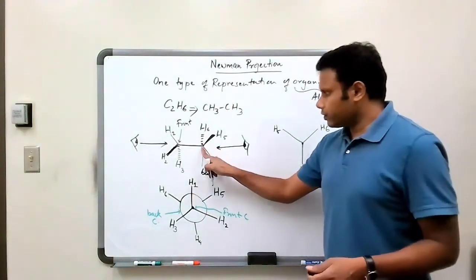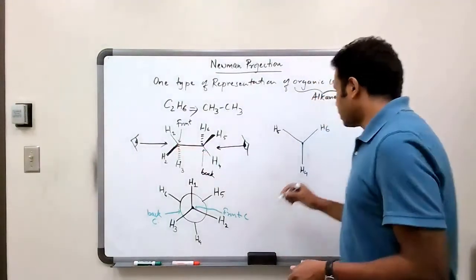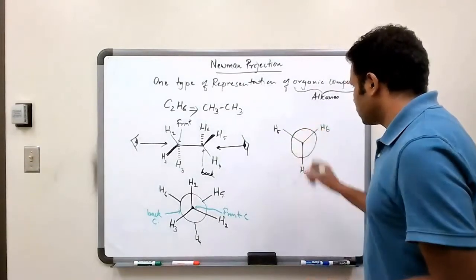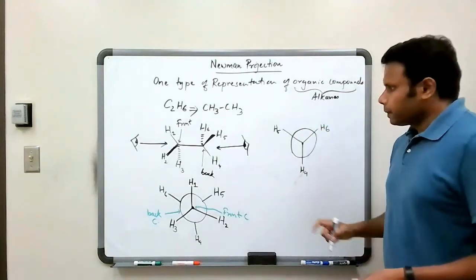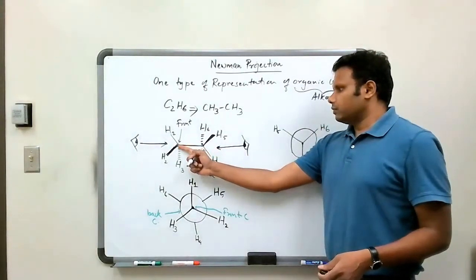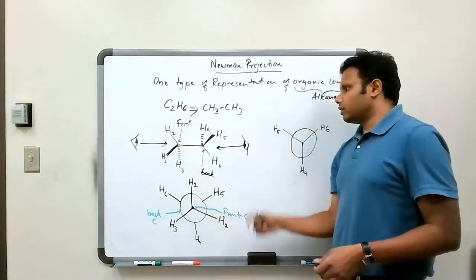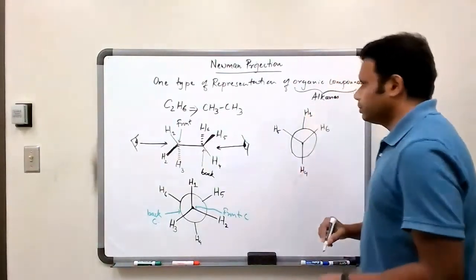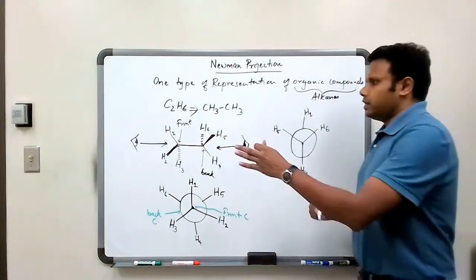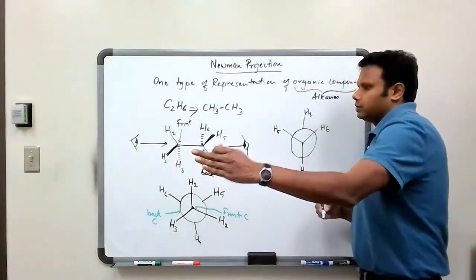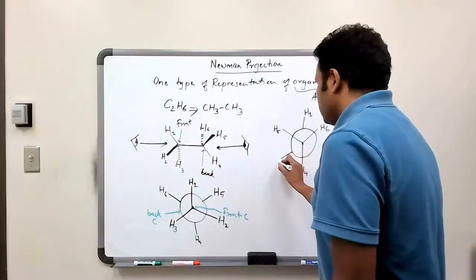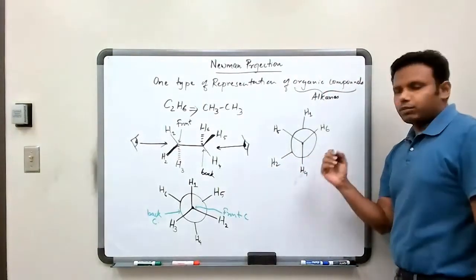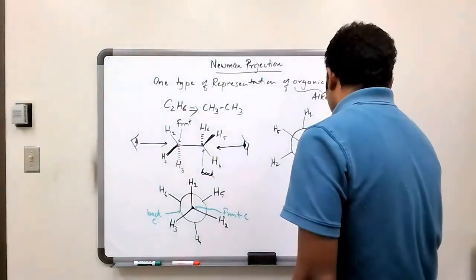And then the front carbon here is connected to the back carbon. That back carbon would be represented by a circle. The circle represents the back carbon. And on the back carbon now, we have H1 that is pointing up, so I will draw H1 pointing up. And I have H2, which is a wedge coming out to my left, so I draw H2 down here now, and H3 on a dash bond, so it is to my right, so I can draw H3 here.